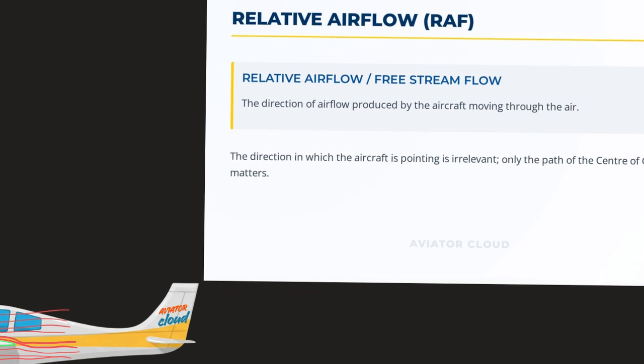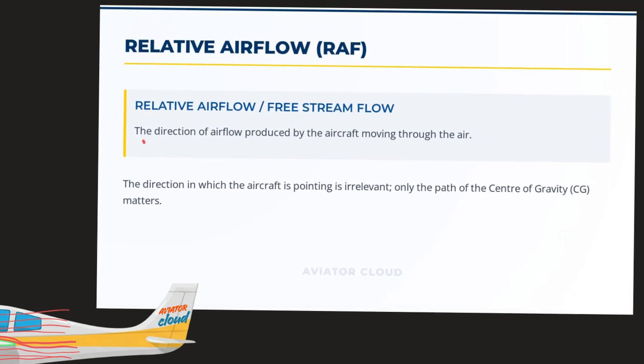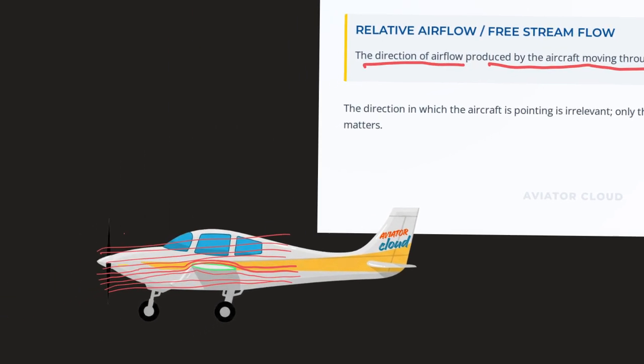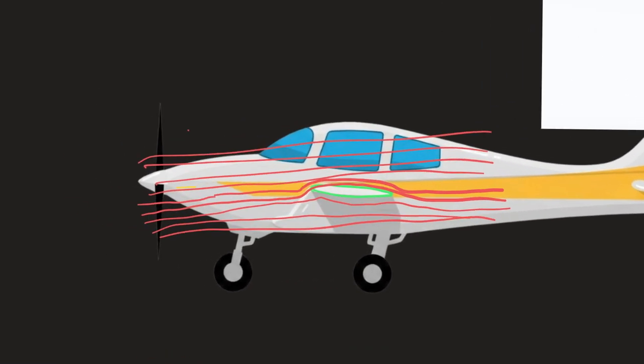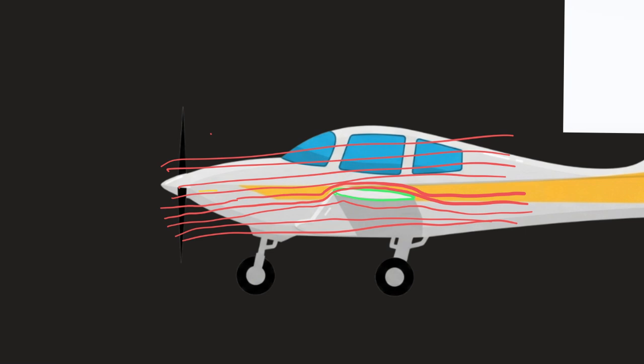Relative airflow. The relative airflow is the direction of airflow produced by the aircraft moving through the air. What does that mean? Let's say this is the aircraft. This aircraft is going in this direction, right? If it is going in this direction, there are a lot of air molecules over here. So when the aircraft is moving at a speed, all these molecules become a straight line of airflow, this one.